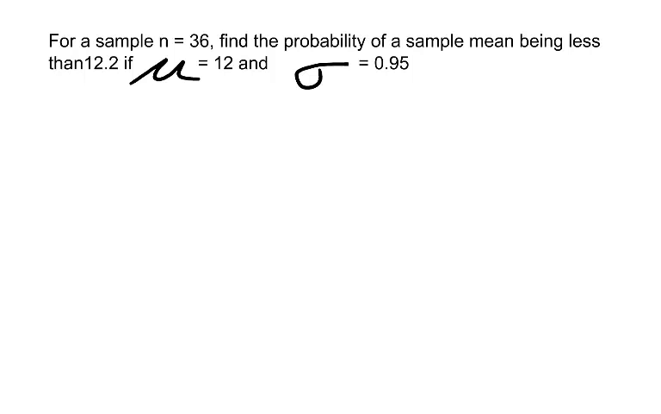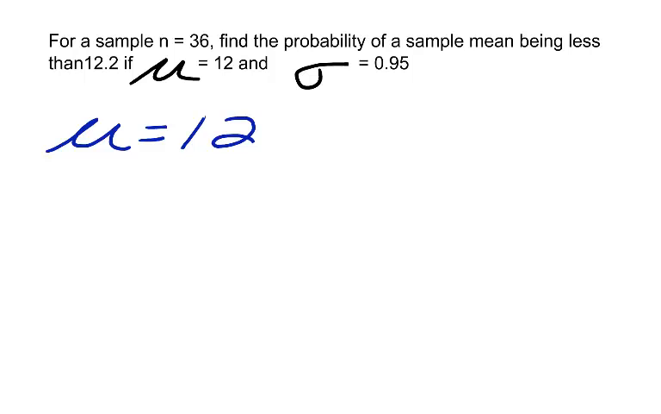Suppose we're given the following information. For a sample of size n equals 36, find the probability of a sample mean being less than 12.2 if mu, our population mean, equals 12, and sigma, our population standard deviation, equals 0.95. In order to solve this problem, we need to identify our population mean, which we have already done. We've said that our population mean is 12.